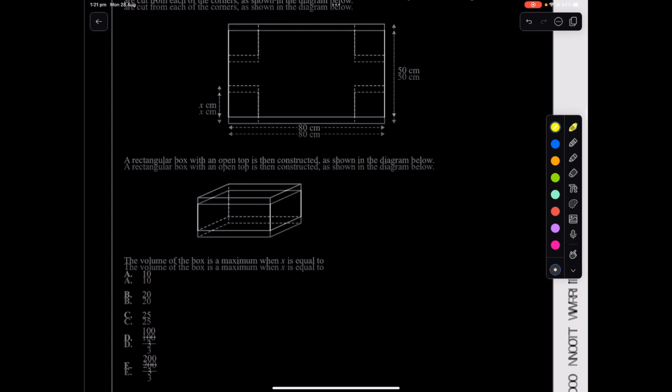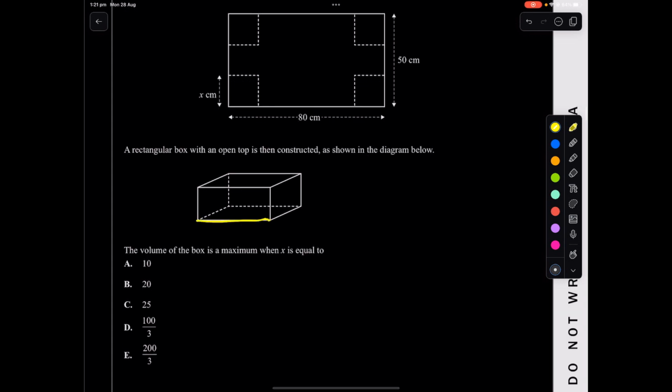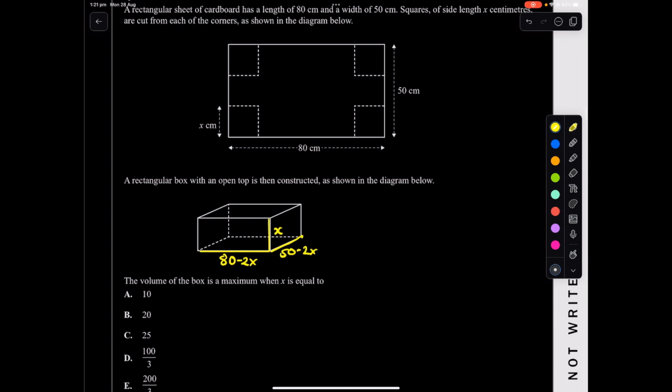Okay. Well, we know this side is going to be 80 minus 2x. And this side over here is going to be 50 minus 2x. And this over here is just your x. You should know how to do these. It's pretty much very easy.